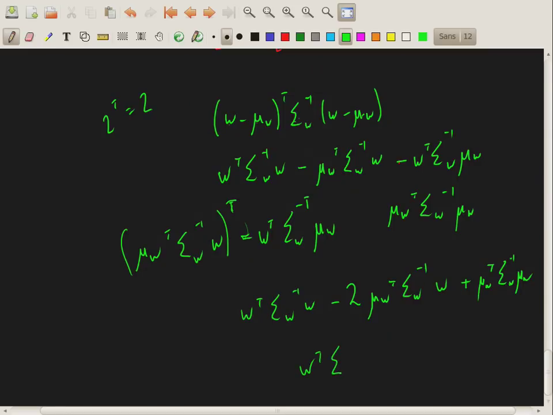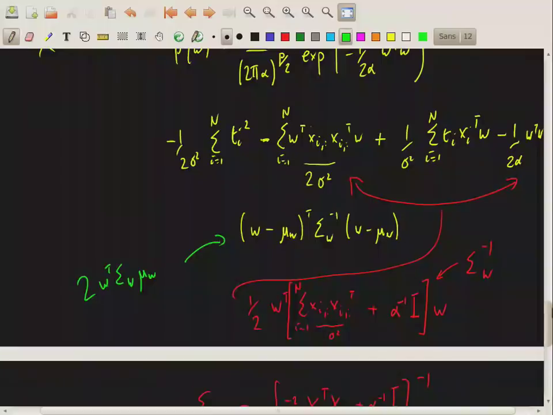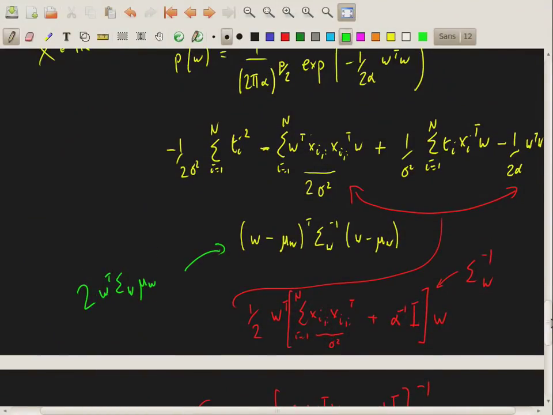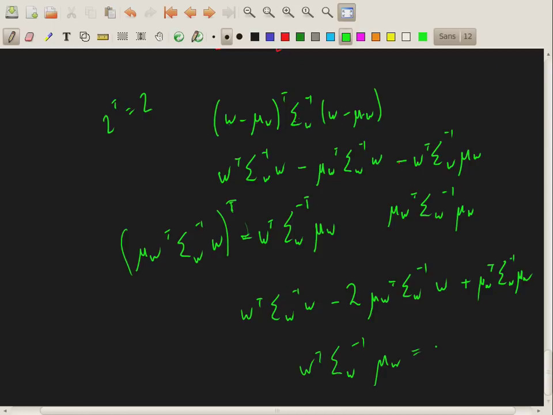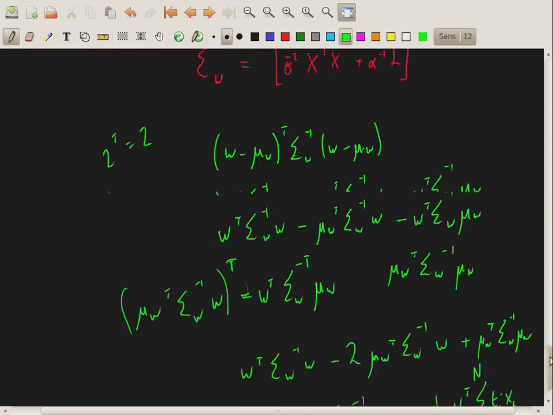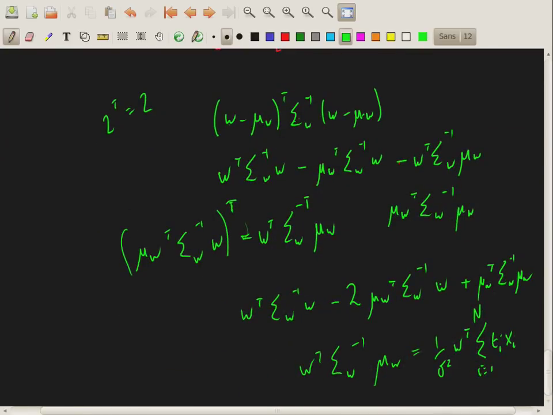W transpose sigma W minus 1 mu W has to be written as equal to this thing here, which I'm going to write as 1 over sigma squared W transpose. I'm transposing what's inside that thing as well. Transposing all the time, sorry. If I were organized, I wouldn't be doing that. Okay? I should have just kept them both the same way around.